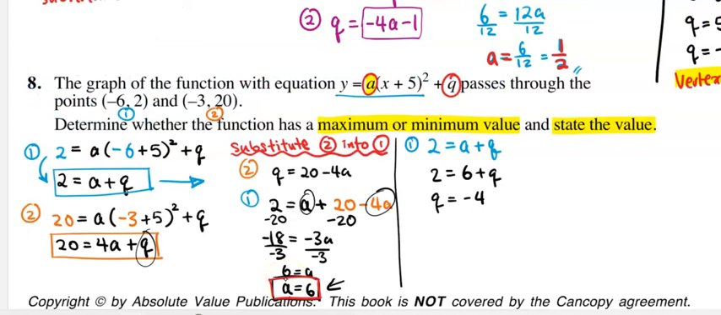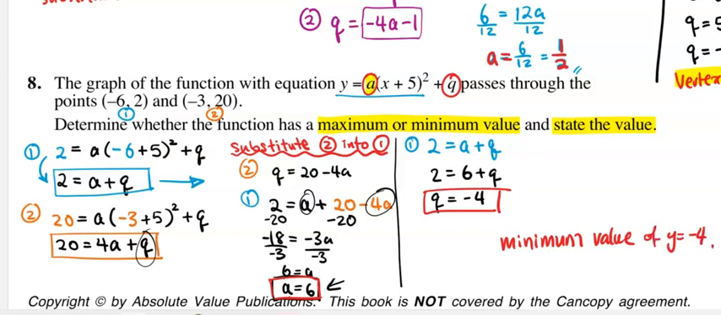So my first thing told me that I have a minimum value. And my q value tells me what my minimum value is. Y is equal to negative 4. There we go.